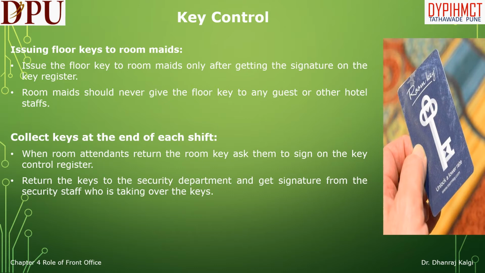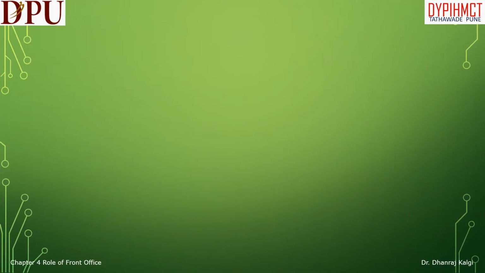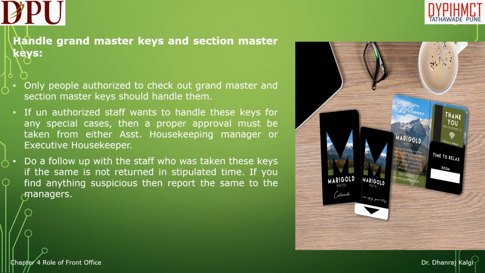Collect keys at the end of each shift. When room attendants return the room key, ask them to sign on the key control register. Return the keys to the security department and get the signature from the security staff who is taking over the keys. Handle Grand Master keys and Section Master keys. Only people authorized to check out Grand Master and Section Master keys should handle them.